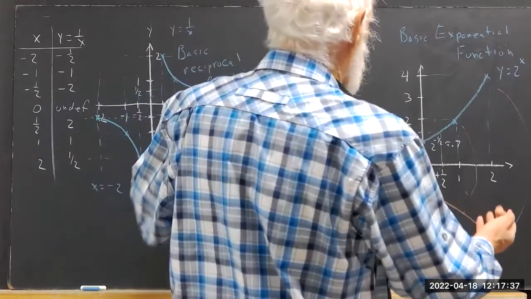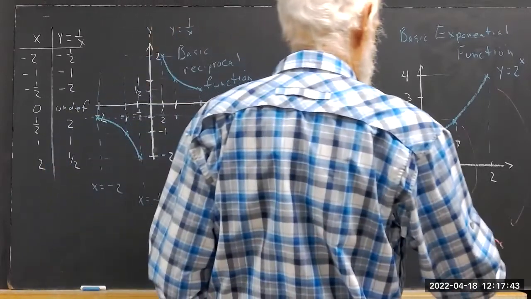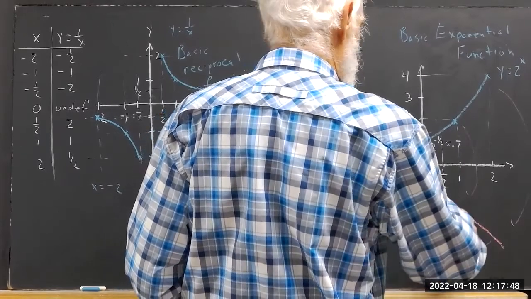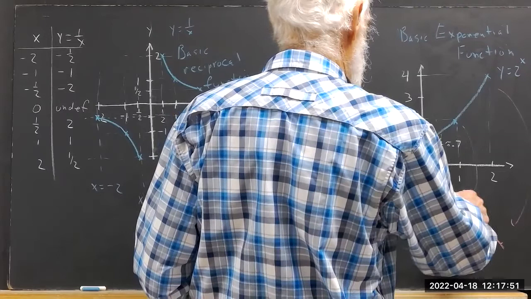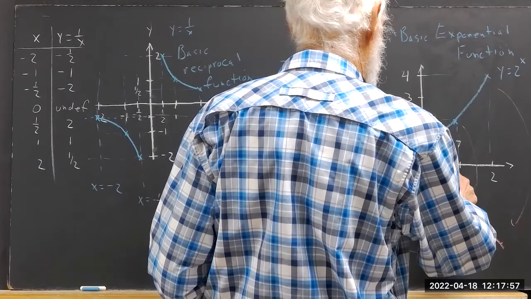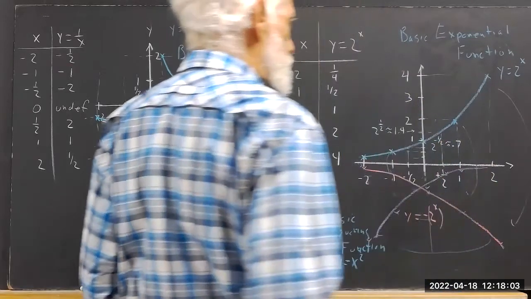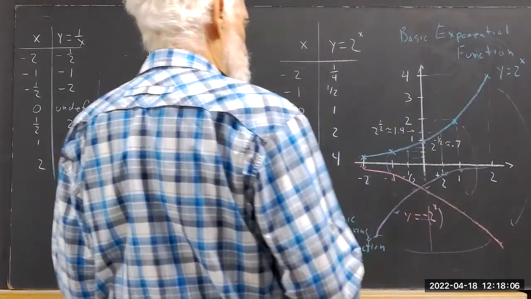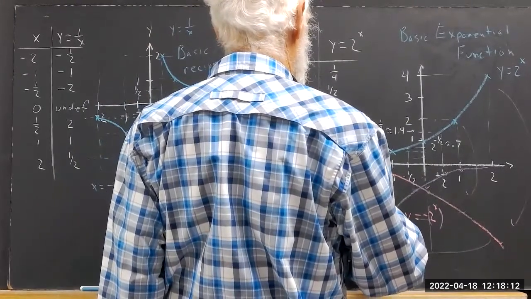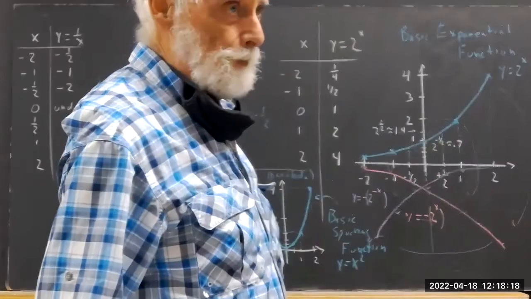If you reflect this thing around the y-axis, so you take this point and reflect it over here, and this point reflected over here, and this point reflected over here, and so forth. Okay, it should cross this one on the axis, but I kind of missed it. This is y equals negative of 2 to the negative x.